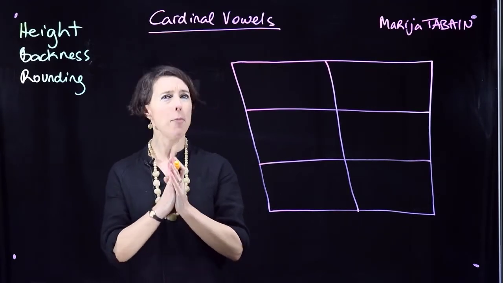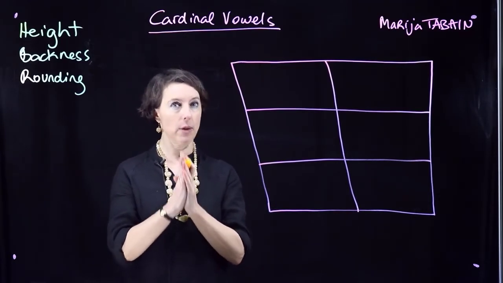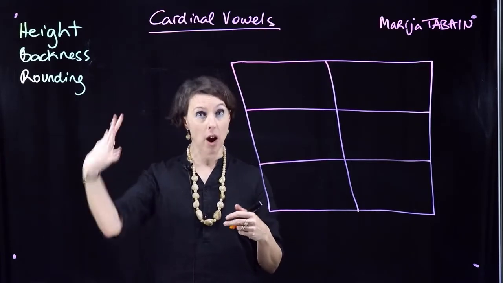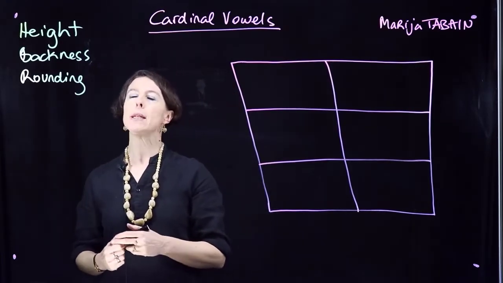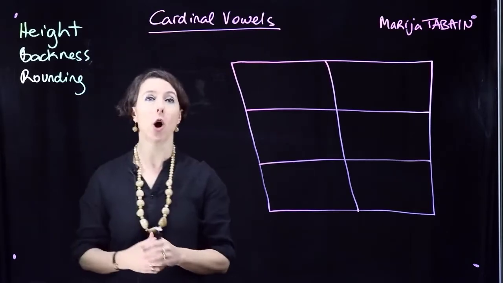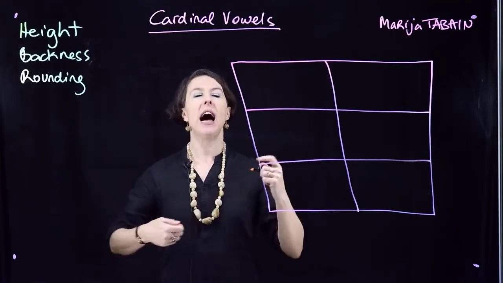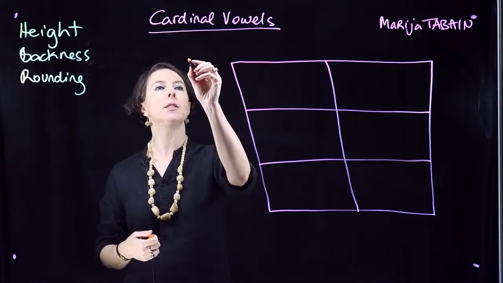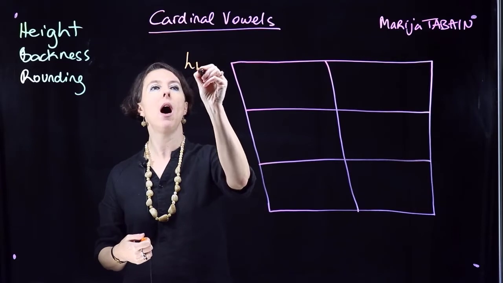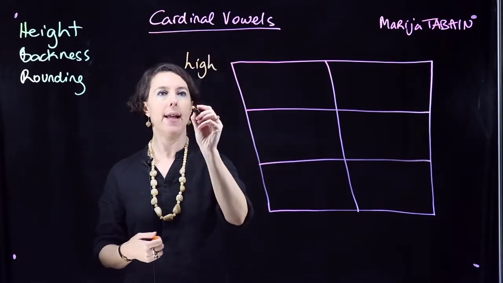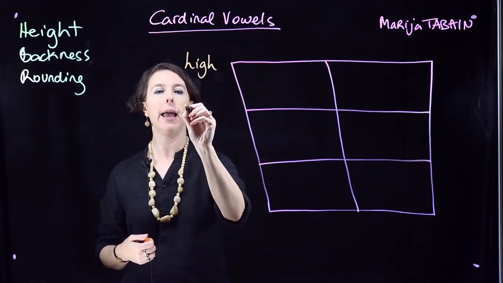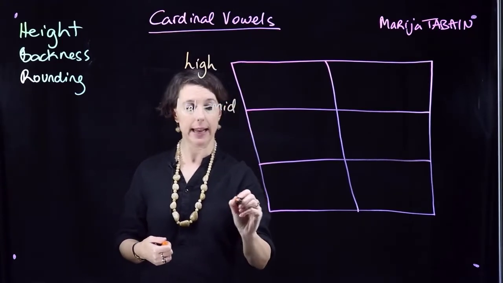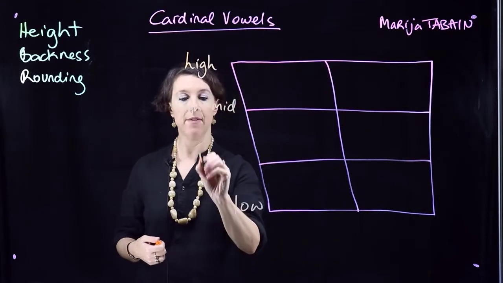I'm hoping this is revision for most people, so I'm going to run through it quickly, into how we describe vowels. We describe vowels in terms of height. Okay, so whether a vowel is high or low in the vowel space. And so here we would write high, and this will be high, mid, and then we also have low vowels down here, and here we have low, mid.